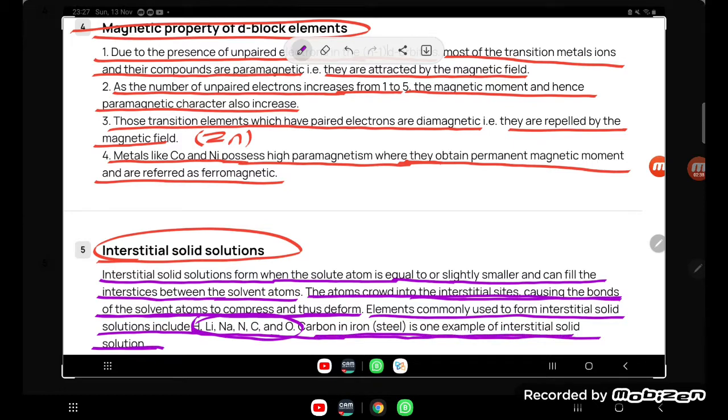So when small atoms are getting trapped in the lattice of the transition metal, that is what is called, students, interstitial. That is, an interstitial solid solution forms when the solute is equal or slightly smaller and can fill the interstitial place between the solvent atoms. The atoms crowd into the interstitial site, causing the bonds of the solvent atoms to compress and thus deform. Elements commonly used to form interstitial solid solution are hydrogen, lithium, sodium, nitrogen, carbon and oxygen.